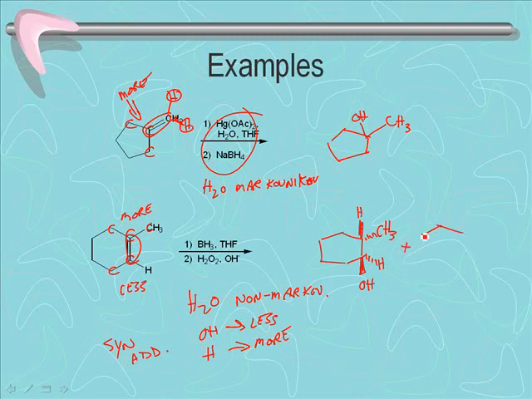Or alternatively, the hydrogen is added on the bottom face. OH is added on the bottom face. And these two products are enantiomers. So both of these products can form in the reaction.